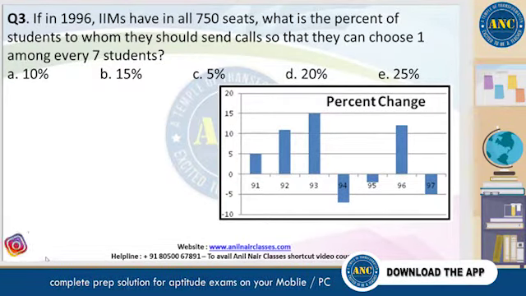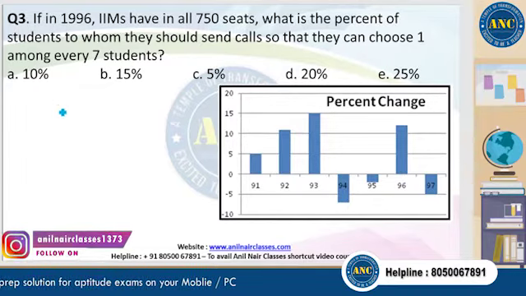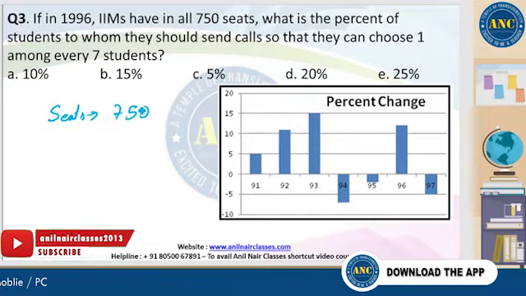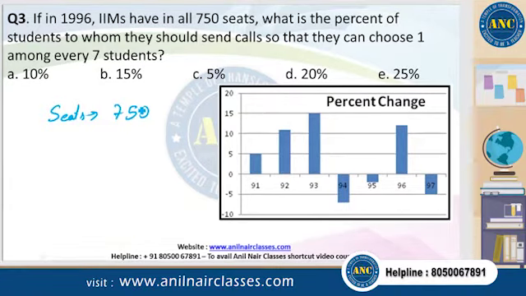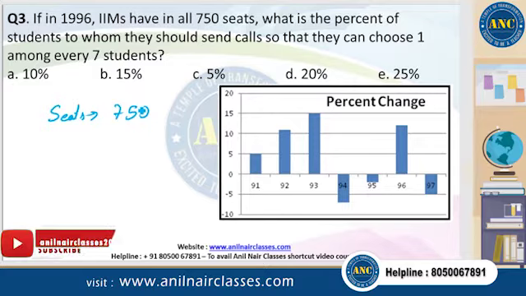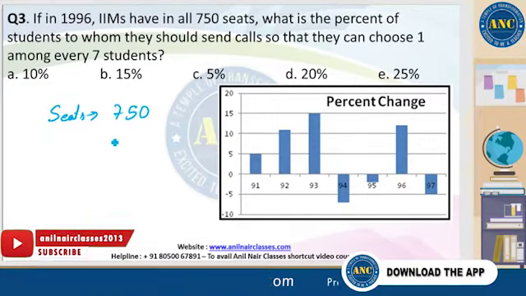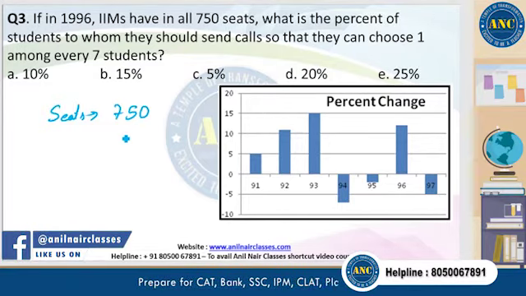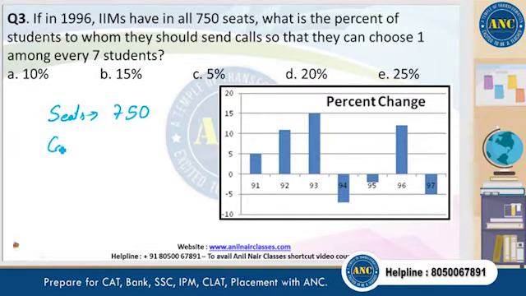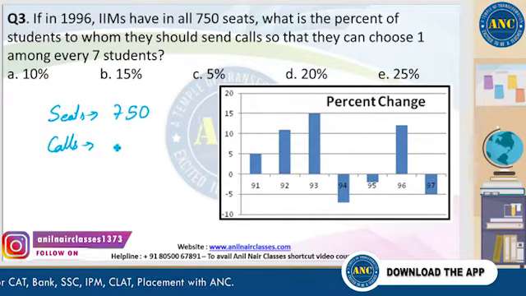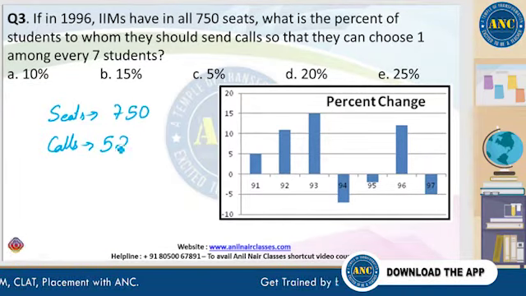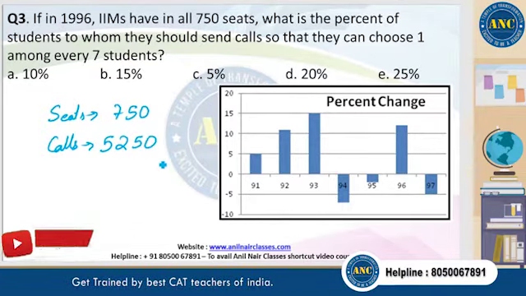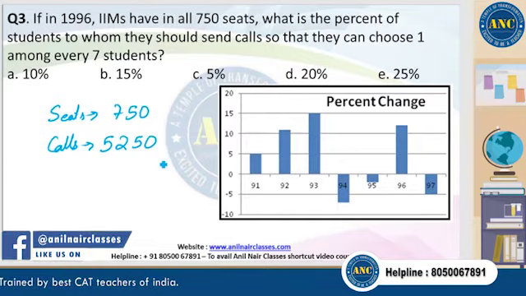So they say in the year 1996 the IMS has 750 seats. The number of seats is 750, and they want to give a call to one among every 7 students. That means the number of calls that they have to give would be 5,250. That's simply 750 into 7, because one in every 7 students gets selected.